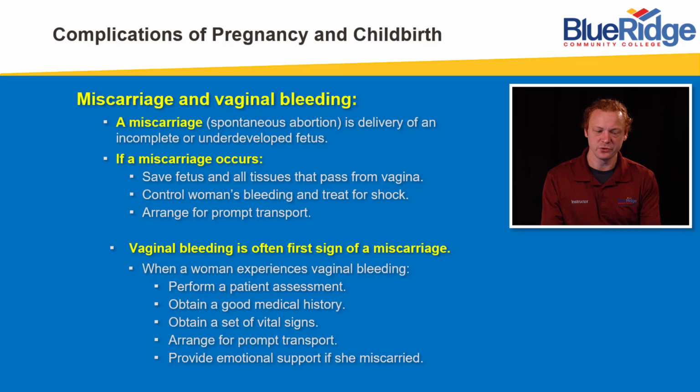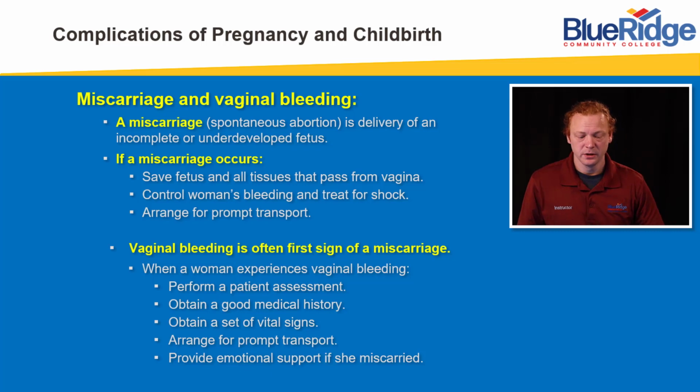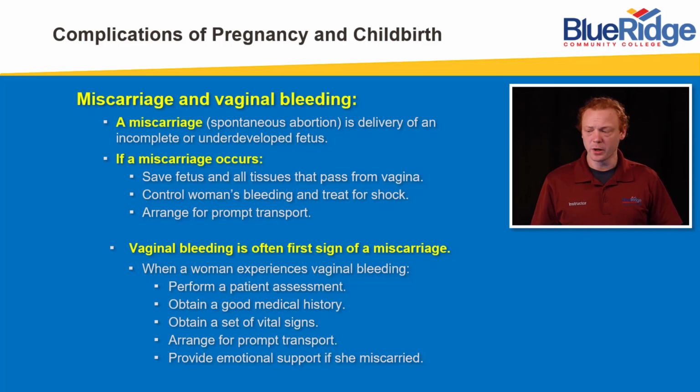Miscarriage and vaginal bleeding. A miscarriage, or spontaneous abortion as it is commonly referred to, is delivery of an incomplete or underdeveloped fetus. If a miscarriage occurs, save the fetus and all tissues that pass from the vagina, control the woman's bleeding and treat her for shock, and arrange for prompt transport. Vaginal bleeding in a pregnant woman is often the first sign of miscarriage.